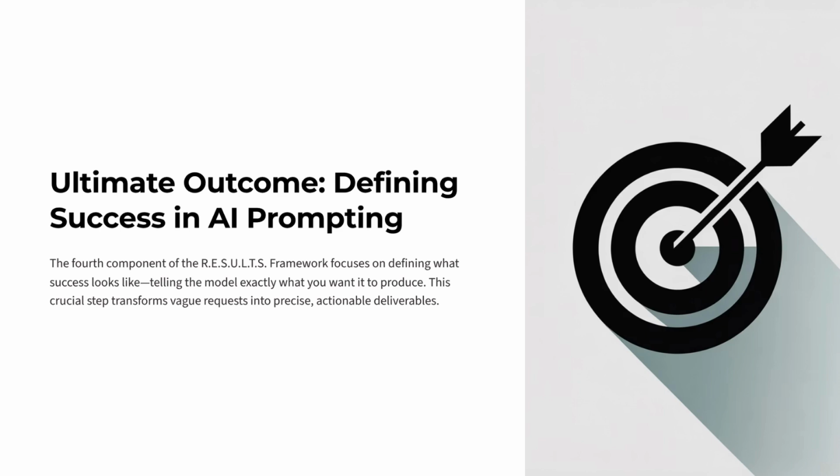In this lesson, we will explore the fourth component of the results framework, U for ultimate outcome. This part of the framework is all about defining what success looks like. In other words, telling the model exactly what you want it to produce.